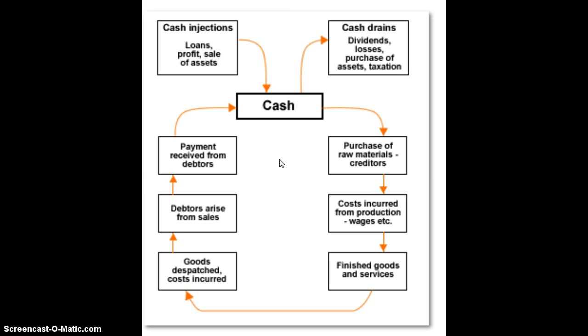So the creditors, you really have to manage your money to make sure that you pay those suppliers for your lemons and sugar and water. So next, we go to costs incurred from production, so wages, so paying for those people to run your machines to make that lemonade. You can't just have the machines working by themselves.